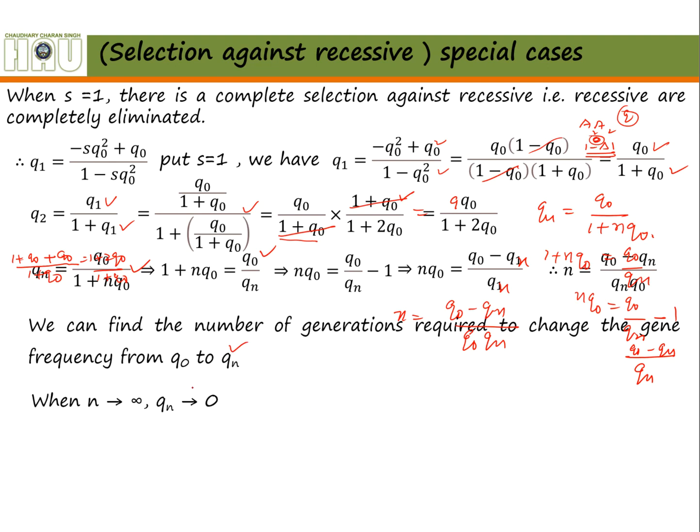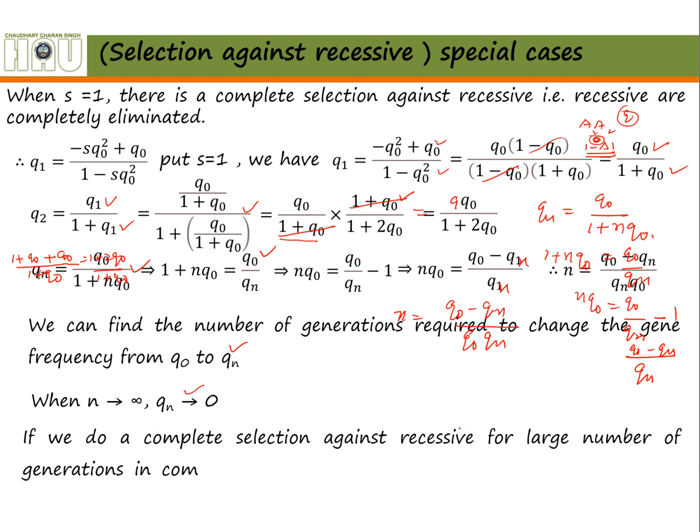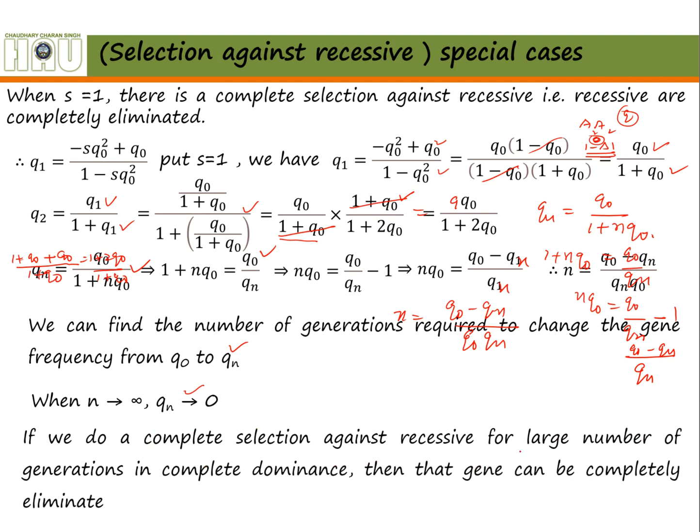When n tends to infinity, meaning the number of generations is very large, then your qn approaches 0. If we do a complete selection against recessive for a large number of generations in complete dominance, then this gene q can be completely eliminated. Thank you.